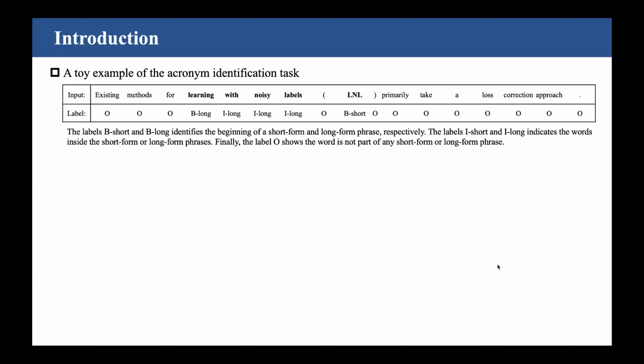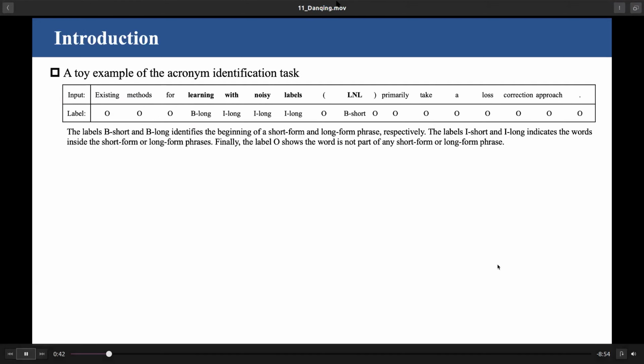Our task is acronym identification. It aims to identify acronyms and their meanings from the documents. For example, an input sample is: existing methods for learning with noisy labels, LNL, primarily take a loss correction approach. We hope that the model will identify that the acronym is LNL and the corresponding phrase is learning with noisy labels.